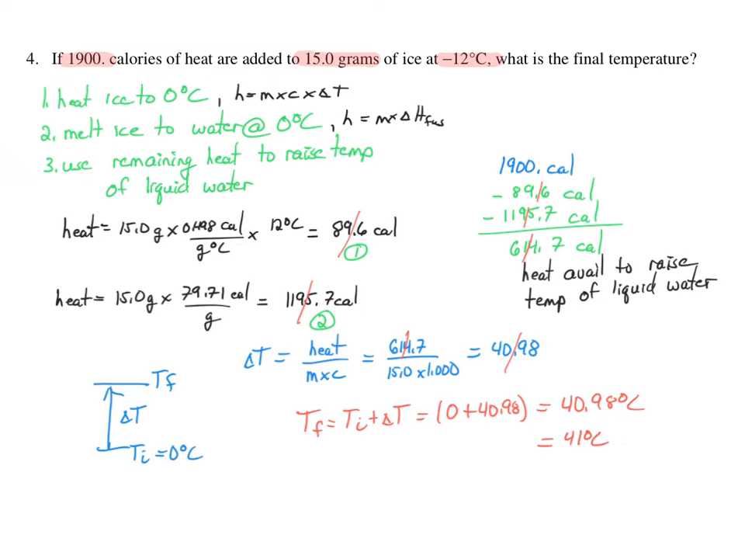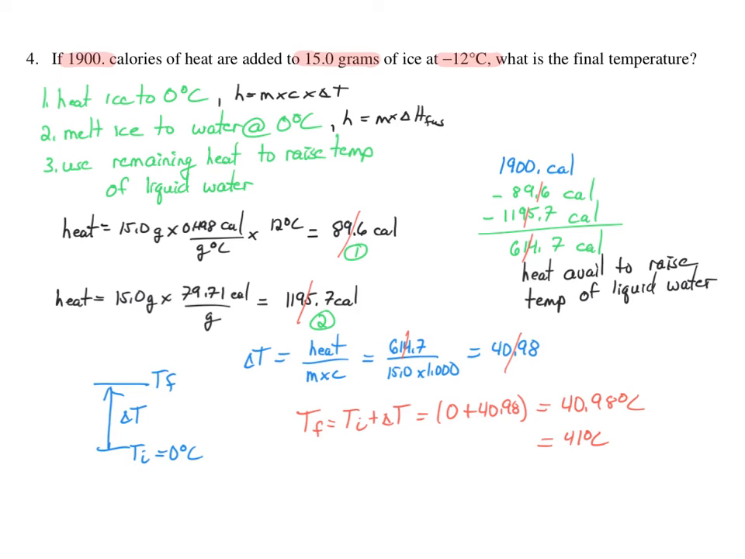And here we are at our result. So we take this amount of heat that's left over, we determine the temperature change that can be achieved using this amount of heat, and we add the temperature change, delta T, to our initial temperature, which is 0 degrees C. So we have our final temperature of 41 degrees C.